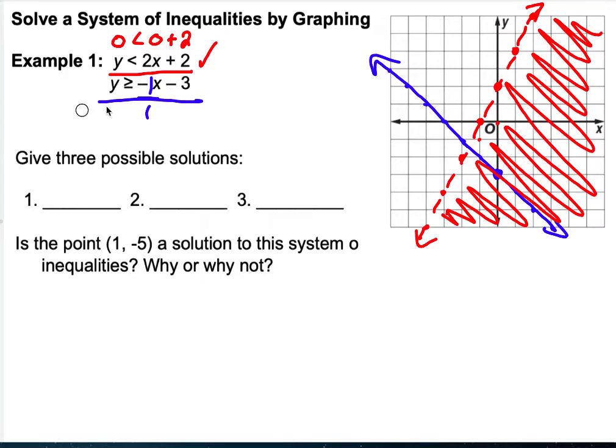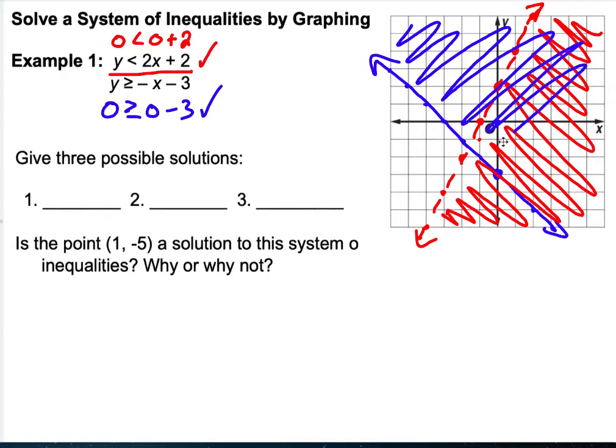So now I'm going to go back to my second equation. y is greater than or equal to negative x minus 3. So I'm going to plug in 0, 0. Is 0 greater than or equal to 0 minus 3? Well, 0 minus 3 is negative 3. 0 is greater than that. So I want to include 0, 0. That's over here. So I want to include this right-hand side of my inequality.